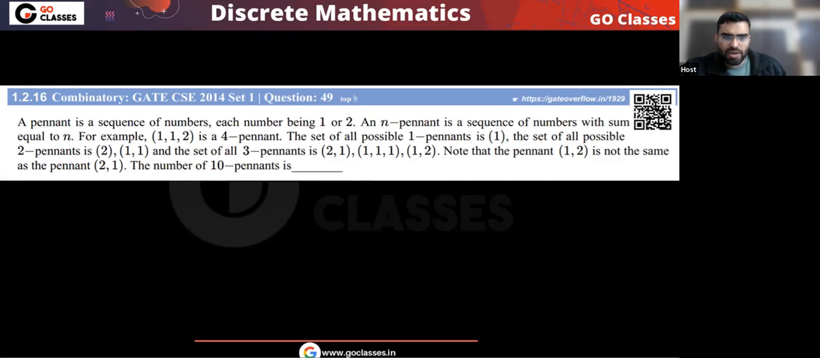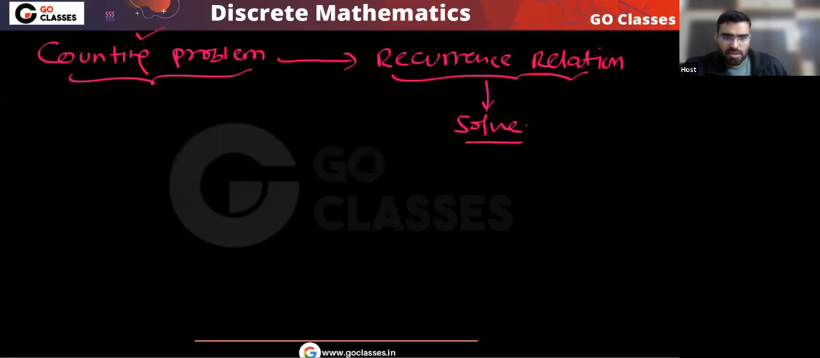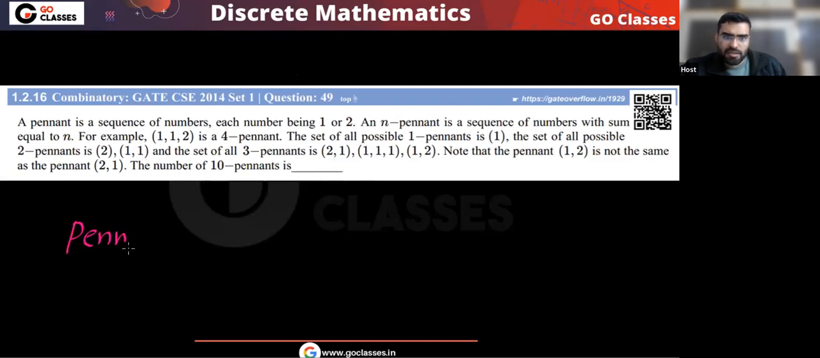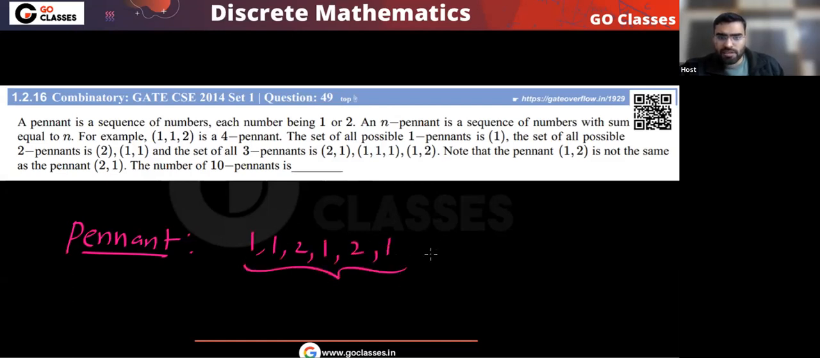So what is the number of n pennants? First of all, you need to understand what a pennant is. A pennant is basically a sequence of numbers where each number is 1 or 2. For example, this is a 4 pennant, this is a 2 pennant. Can anyone tell me how much pennant this is? You can notice this is 2, 4, and 4, 4, 8. This is an 8 pennant.